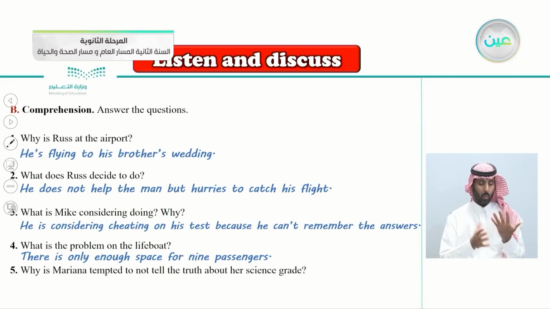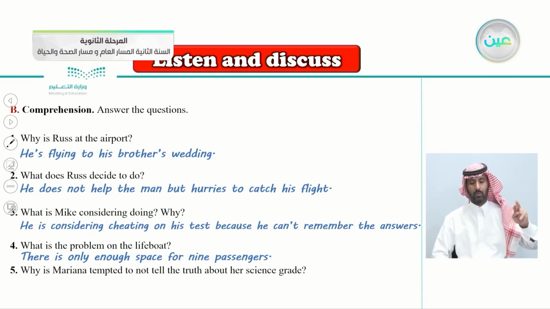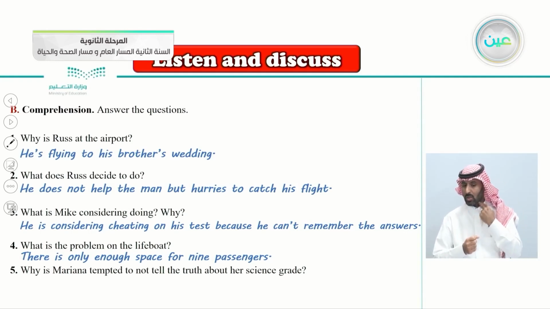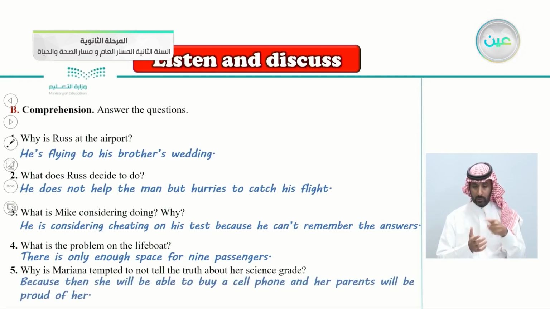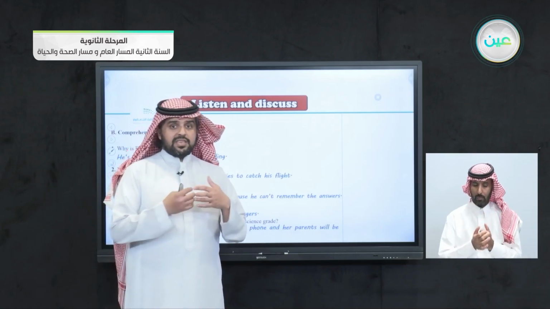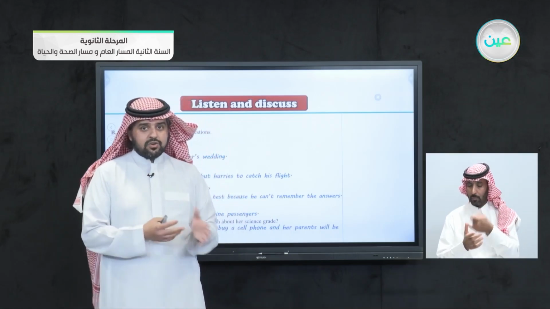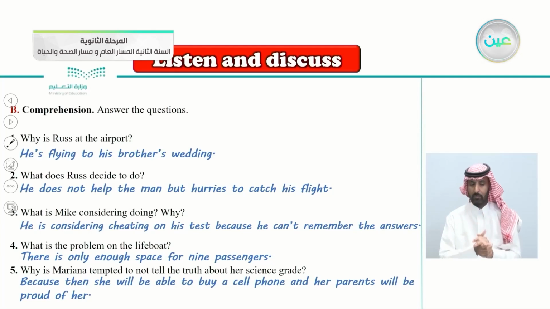Number 5, why is Mariana tempted to not tell the truth about her science grade? Why is she tempted to lie to her parents about her science grade? The 4th dilemma, if you remember. Yes, let's check the correct answer here. Because then she will be able to buy a cell phone and her parents will be proud of her. Because she saw her parents are very happy with the grade, and also they're considering getting her a cell phone. That's why she chose to keep quiet and not tell them.